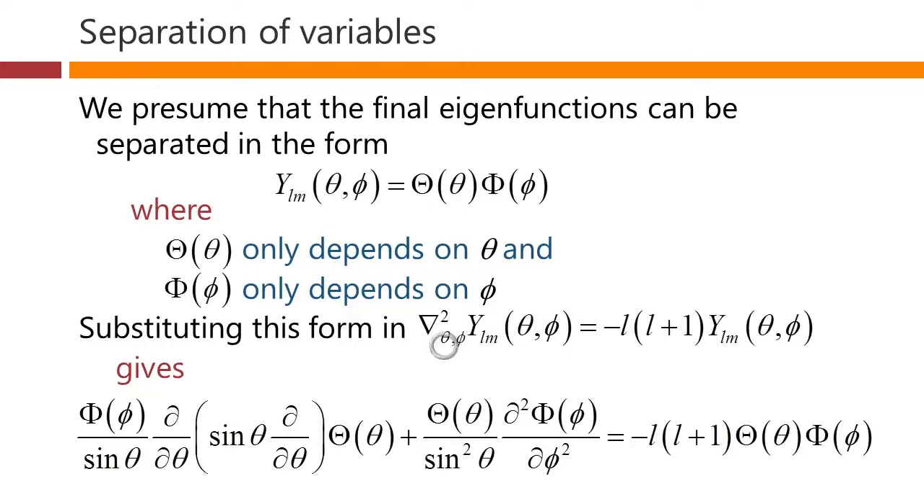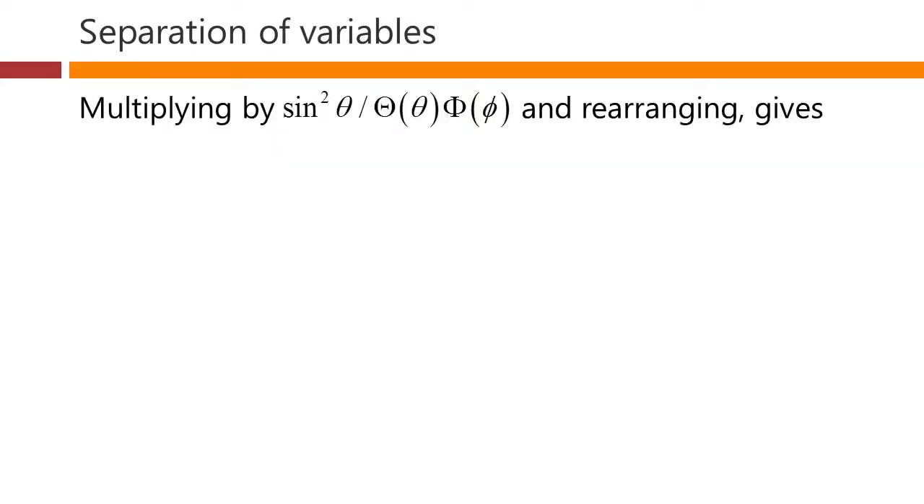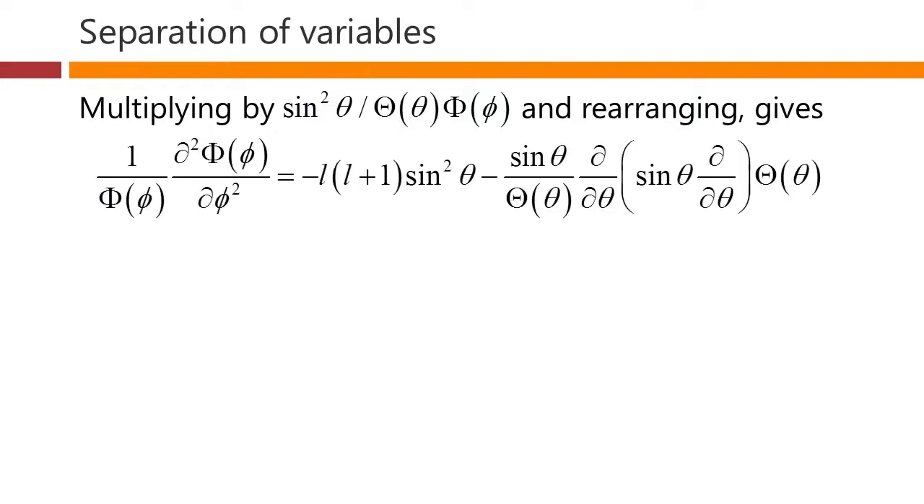So we've taken this del squared theta phi operator that we wrote down before, and operating on this product here gives us this set of terms. So we've got some derivatives with respect to theta and a sine theta in here operating on this function, capital Theta of theta. And we've got some derivatives with respect to phi operating on this function, capital Phi of phi. And then we're left with other parts out here outside these derivatives. Well, we can take that whole equation and multiply it by sine squared theta over the product of capital Theta of theta times capital Phi of phi, and rearrange that, and then we get the following equation.